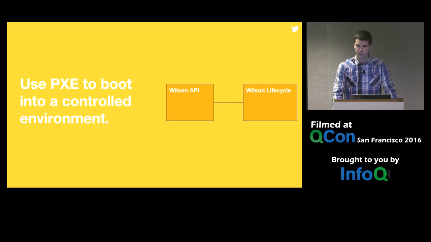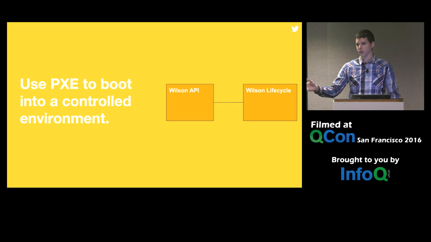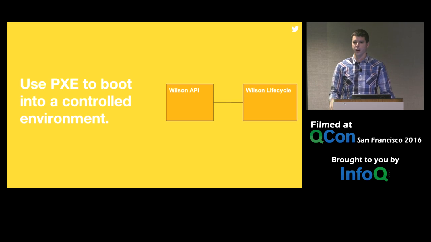But it also has the ability to talk to other services inside Twitter. We have separate services whose job is to keep track of various metadata about a host, such as who's allowed to access it or what team it's assigned to. Wilson Lifecycle is in charge of actually talking to those servers and saying, "Okay, I am now taking this host and assigning it to this team." And in that process, it will also tell Wilson API to reinstall it, configure it correctly, etc.